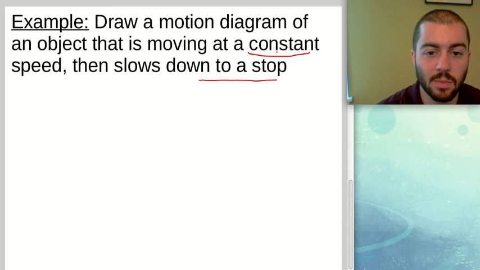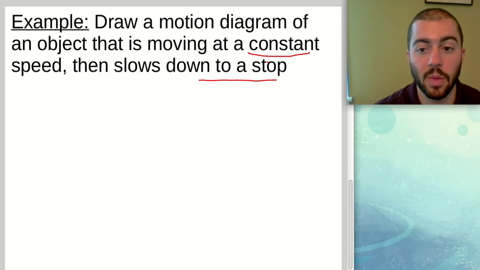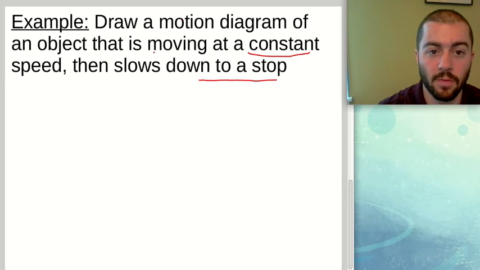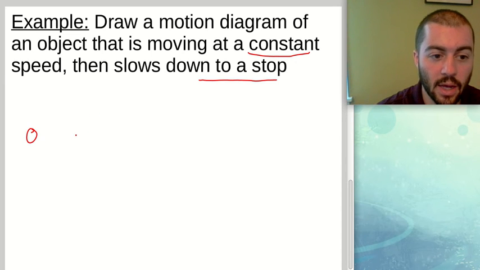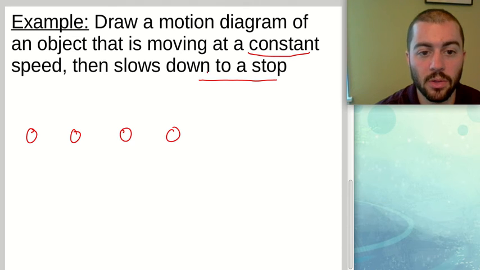So constant speed, what we said is that the dots are going to be equally spaced during that time period, right? If it's a constant speed, then from the first dot to the second dot to the third dot is going to be all the same spacing, all right? So this would indicate a constant speed. And then it slows down to a stop.